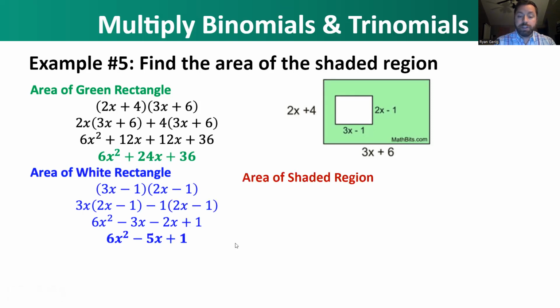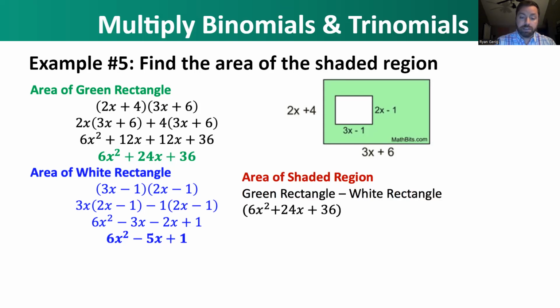The shaded region, though, would be the green rectangle, and you take out the white rectangle. So the green rectangle, take out would be subtract the white rectangle. So we've got 6x squared plus 24x plus 36 minus 6x squared minus 5x plus 1. We've done this last week. 6x squared plus 24x plus 36, nothing changes with the first one.